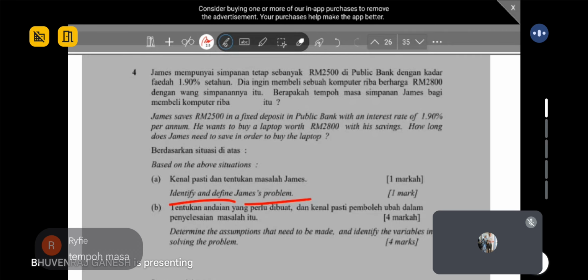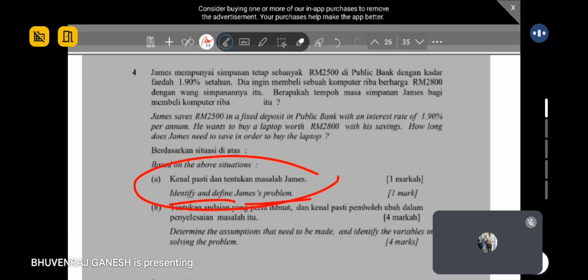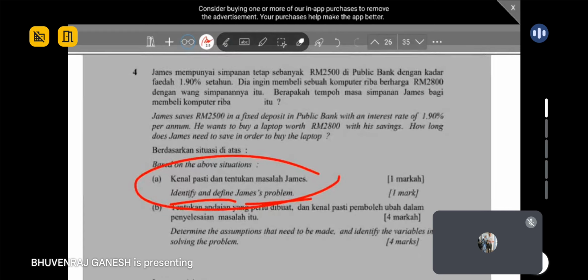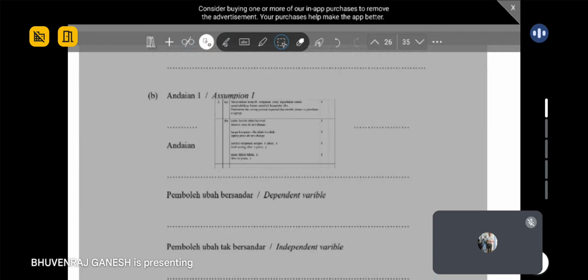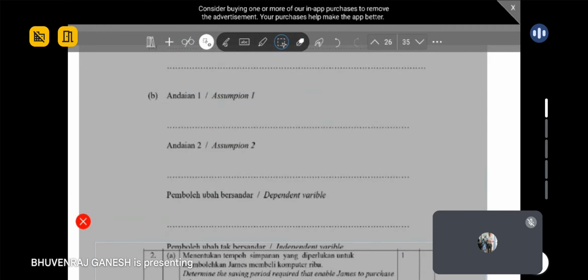Tempoh masa. Boleh lebih spesifik lagi? Tempoh masa untuk apa? You must be specific, guys, in your answer over here. Kena specific. Yes, very good. To buy the laptop. Itu jawapan dia, guys. Untuk membeli komputer riba. So you can write something like this. Boleh tulis macam ni.